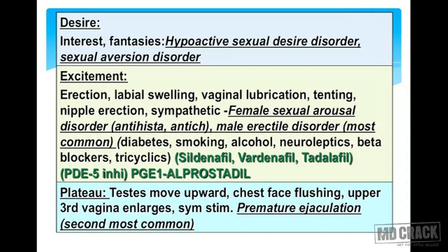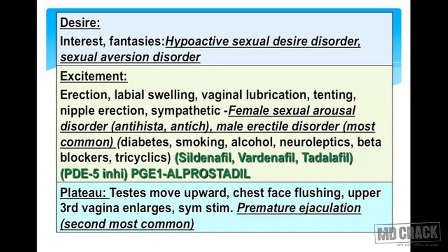We move on to the next stage of the sexual response cycle, and that's the stage of excitement, during which you get sexual erection. In the females, you get labial swelling, vaginal lubrication and tenting, the erection of the nipple, and in both males and females, you get an increase in sympathetic activity. If this stage of excitement is in problem, the name of the illness is female sexual arousal disorder. This is called in females.